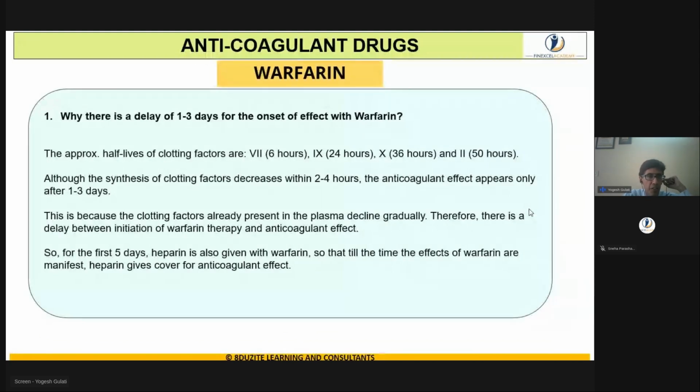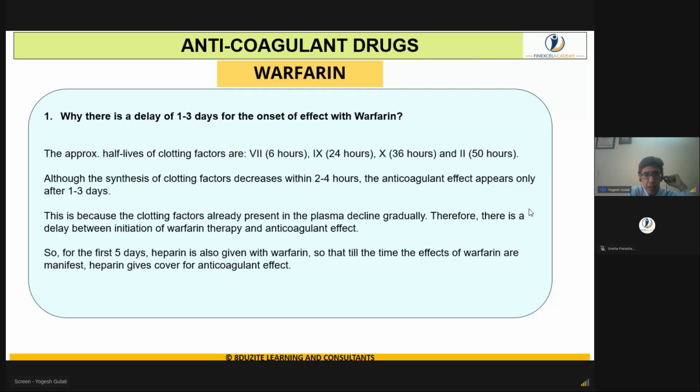One question which comes up is why there is a delay of 1 to 3 days for the onset of effect with warfarin. Like you have started giving warfarin, but the anticoagulant action is not occurring. So what should you do? The approximate half-lives of already circulating clotting factors 2, 7, 9, 10 are 6 hours, 24 hours, 36 hours, 50 hours. So if you stop the factory in the liver, nothing comes out, output becomes zero. Whatever is circulating in the blood will die off within 6, 24, 36, and maximum 50 hours. So 50 hours is 2 days. So around 1 to 3 days, all these circulating clotting factors will die and move off from the blood.